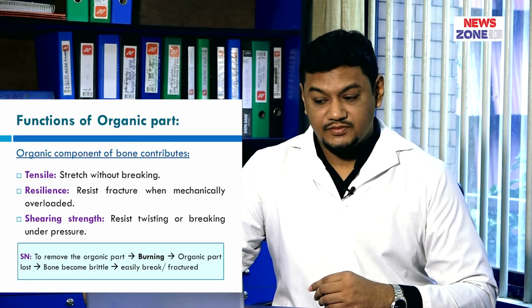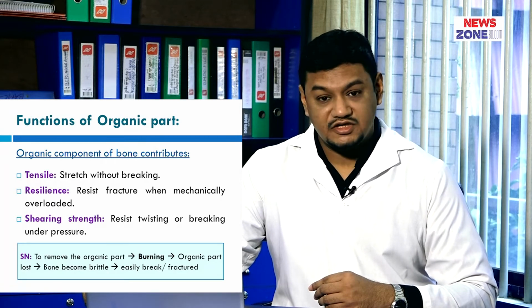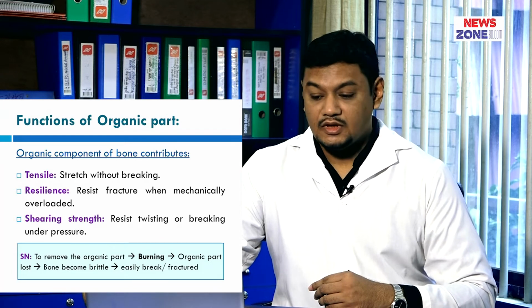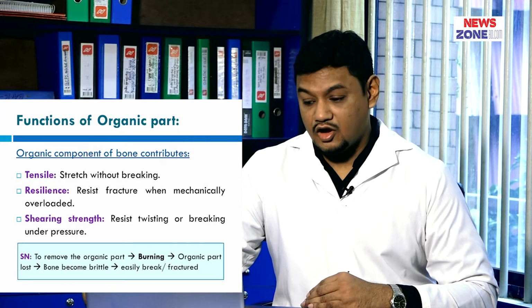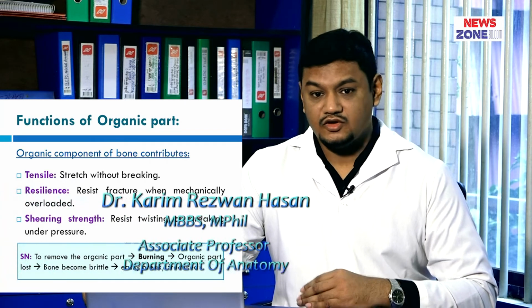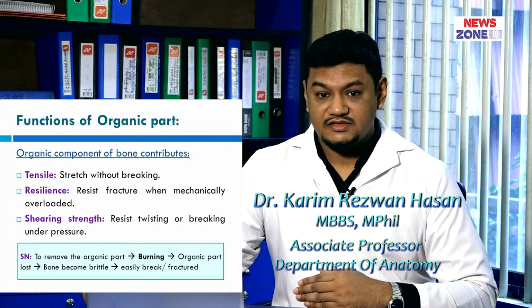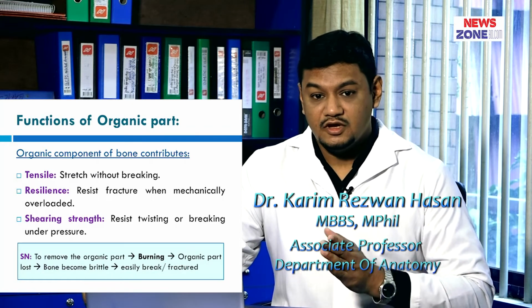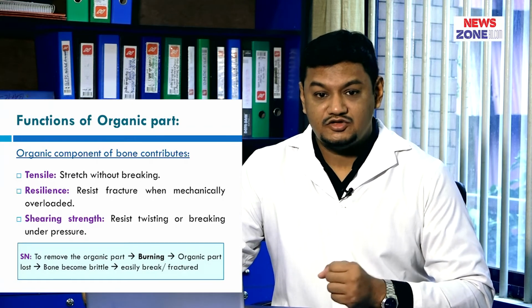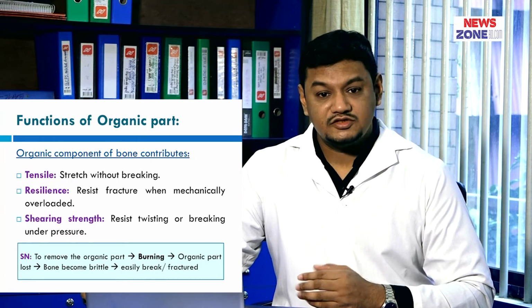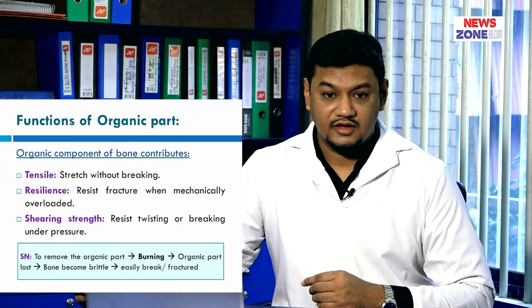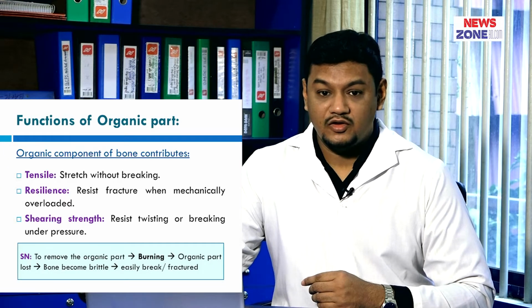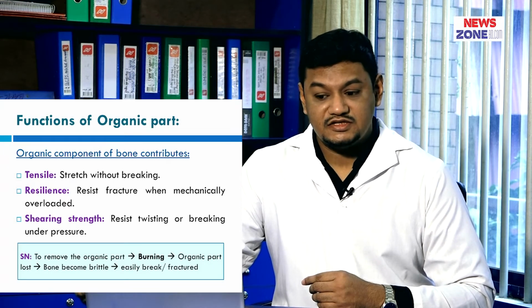Then resilience. That means it resists fracture when mechanically overloaded. It can prevent fracture. And lastly, shearing strength. The shearing strength is resist twisting or breaking under pressure. So all of these properties, we can assess that these properties are helping the bones to be steady and strong. It is also preventing any sorts of twisting, any sorts of bending, or any sorts of breaking. And that's why the bones are always, even under pressure, it can resist fracture.